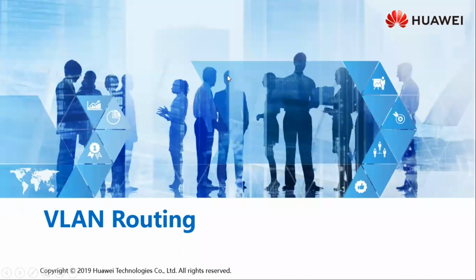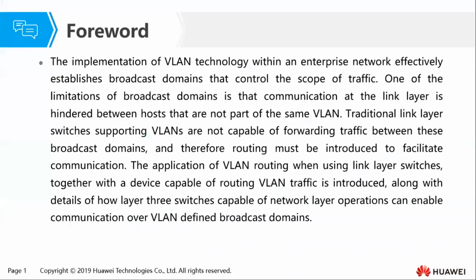VLAN routing. So after understanding what VLANs are, the next thing you need to understand is how we can route packets from one VLAN to another VLAN. Because when we create VLANs, we logically isolate end devices. Therefore, devices on VLAN 2 cannot communicate with devices on VLAN 3. But what if we wanted them to be able to communicate? That is where VLAN routing comes in.